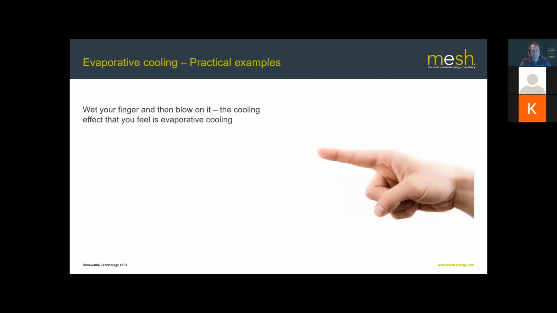So let's have a go at a practical example. If you take your finger, wet it in your mouth, and then gently blow on it, you'll feel that your finger feels colder. Your finger actually isn't colder; all you're doing is evaporating the water from the surface of your finger, and that's taking some heat away. And that's why sweating works.